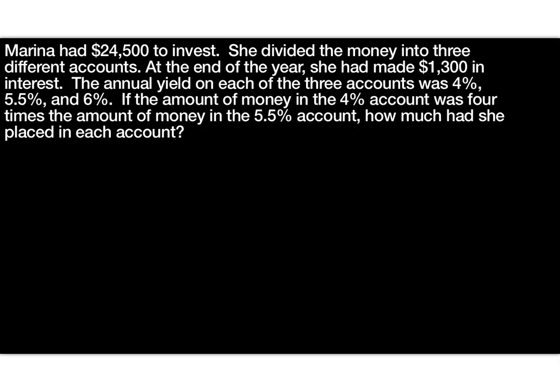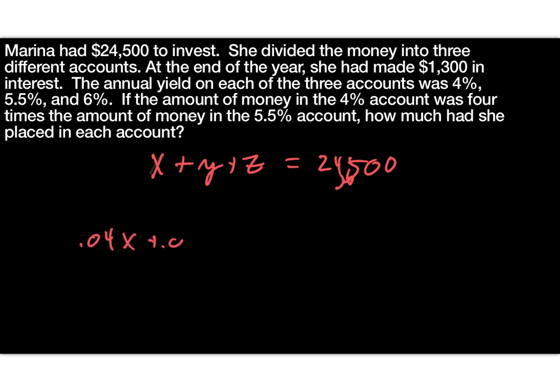As a quick refresher, when you see something like this, X plus Y plus Z, we said, was the 24,500. We had 0.04x plus 0.055y plus 0.06z equals 1,300. And then we had this little nugget of information that it was 4 times the amount. So x was equal to 4y.